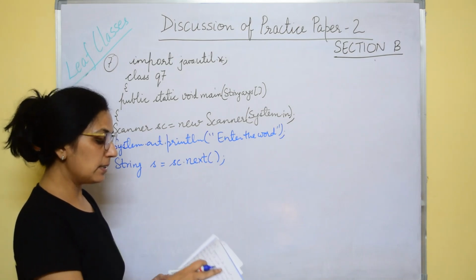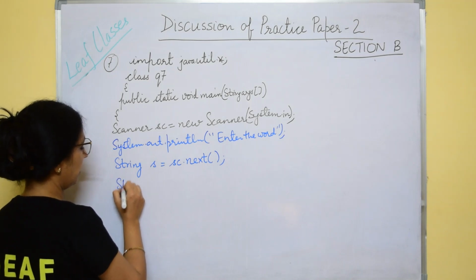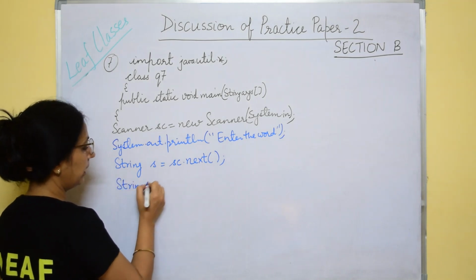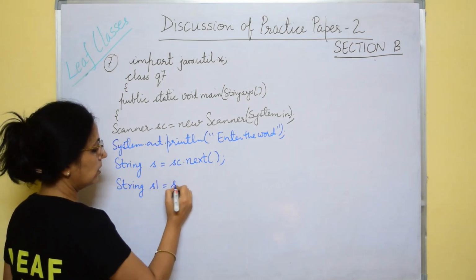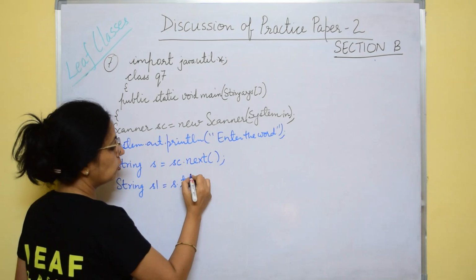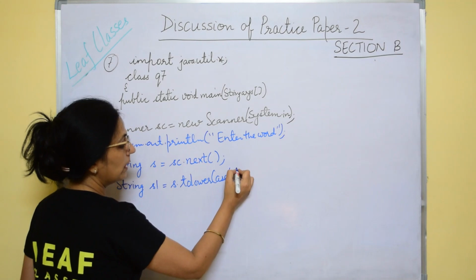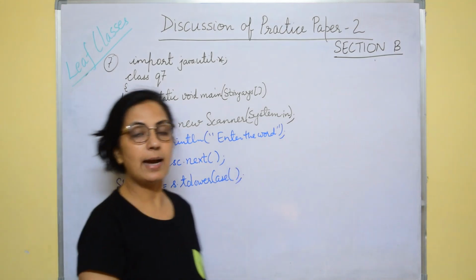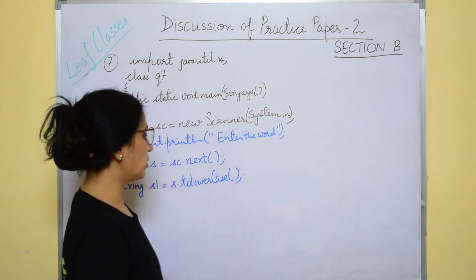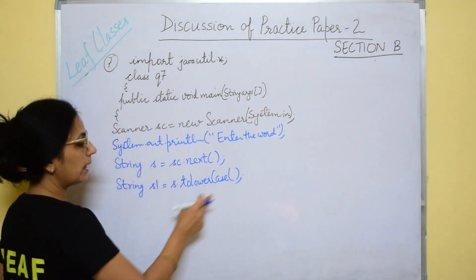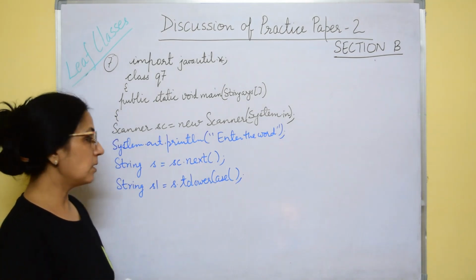The next part is to convert this into lowercase. So you can convert this into lowercase. We can take another string s1 equals to s dot to lowercase function. Please go through the string functions video, string handling in Java video for knowing in detail about all the string functions which we are using. To lowercase converts the given string into small letters, that is lowercase.